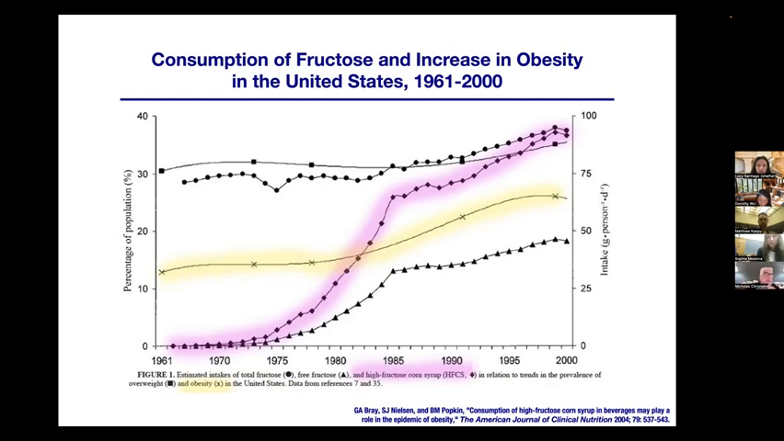And highlighted in purple is the high fructose corn syrup that's going up, and highlighted in yellow is the obesity rate. And you see a kind of inflection in the obesity rate right around the time that you see an inflection in the dumping or the production of high fructose corn syrup in our society.